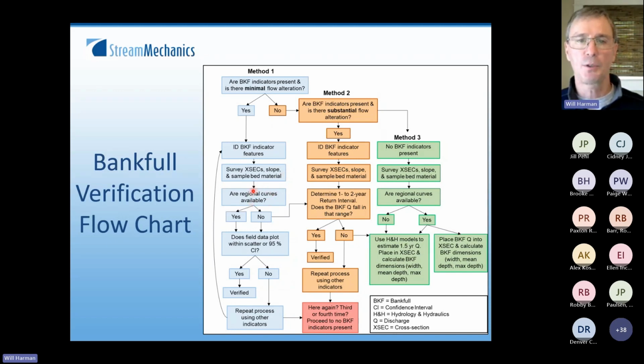If you do have regional curves, you'll come down here and then plot your data on that regional curve. And if it plots within the 95% confidence limits or that range of scatter, you are verified. If it is not, then you repeat the process for another feature. If you find your feature and there are not regional curves, then it kicks you over here to method 2.